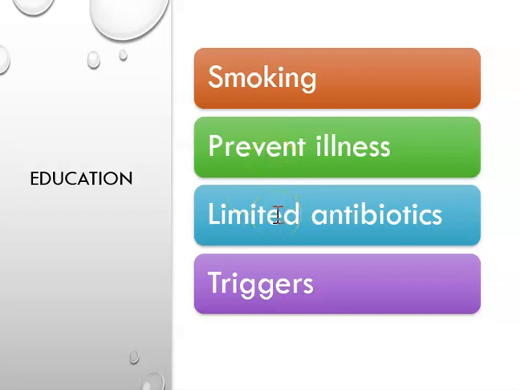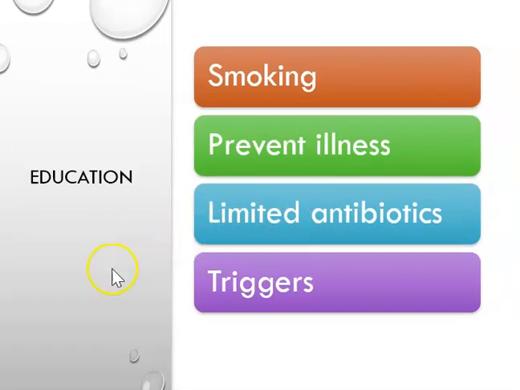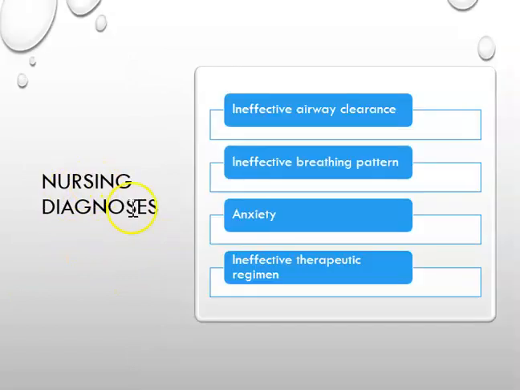And then limit the use of antibiotics in children when they're young, and stay away from triggers. That's going to be a big one. Additional evidence suggests that early exposure to certain infectious diseases and to other children, and limited use of antibiotics, helps reduce the risk of asthma. So just something to keep in mind.